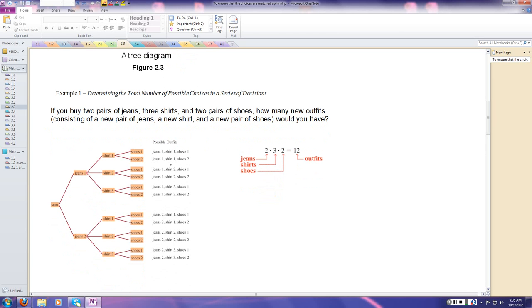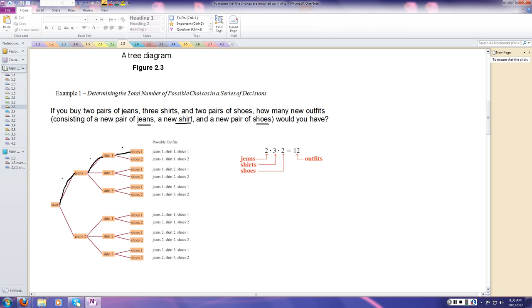If you buy 2 pair of jeans, 3 shirts, and 2 pairs of shoes, how many new outfits consisting of a pair of jeans, a shirt, and shoes would you have? So really you have 3 decisions to make. You have to pick what jeans to wear, what shirt to wear, and then what shoes to wear. So jeans 1, shirt 1, shoes 1, and that would encompass this branch of wearing the first jeans, the first shirt, and the first shoes. Eventually we'll talk about the probability of this randomly happening, and they'll have numbers here.